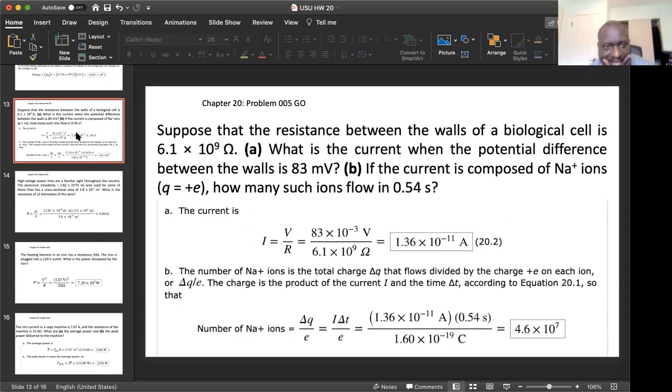Okay, next, chapter 20, problem 005, go. Suppose that the resistance between the walls of a biological cell is 6.1 times 10 to the 9 ohms. What is the current when the potential difference between the walls is 83 millivolts? If the current is composed of sodium ions, the positive charge equals the positive electronic charge. How many such ions flow in 0.54 seconds?